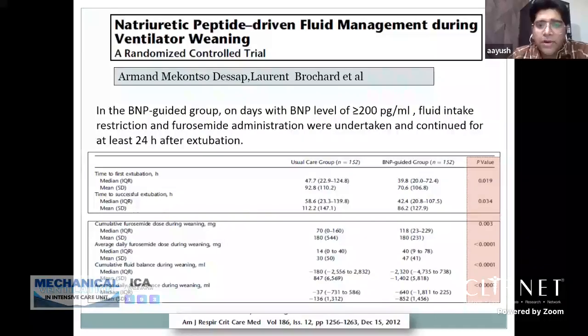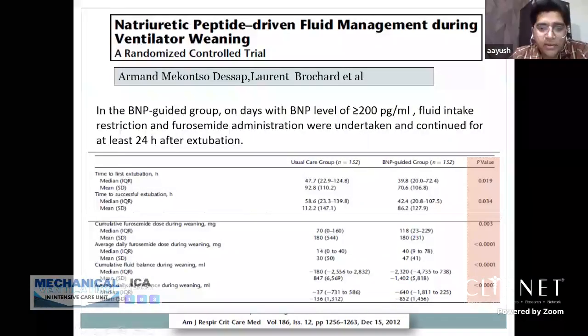But how to give the patient diuretics? Is there a guide to giving the diuretics? Yes, a study has used a BNP-guided approach to use diuretics. In this study, they found that in the BNP-guided group, on days when the BNP levels were more than 200, restriction of fluid and diuretic administration was undertaken and was continued for more than 24 hours.